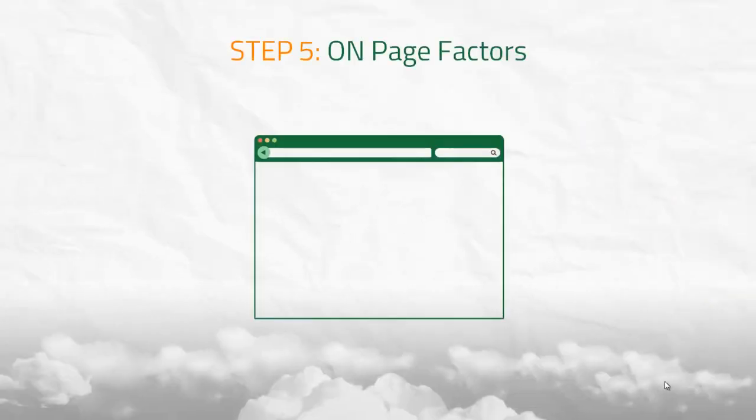Alright, next step is the on-page factors. You want to make sure that each page on your site first has a meta title, and that's basically what the page is about. If it's the home page, category page, or product page, you want to make sure that you mention that in the title.